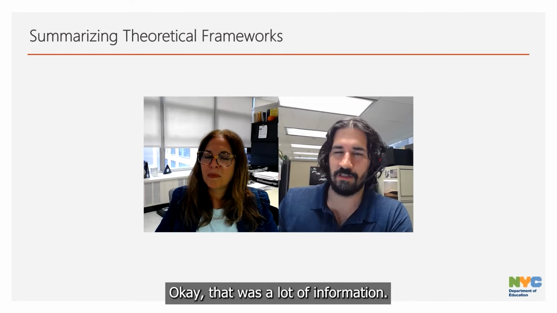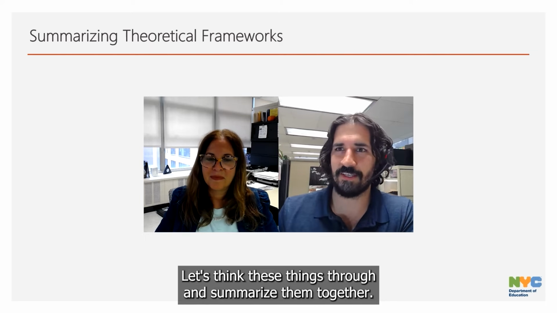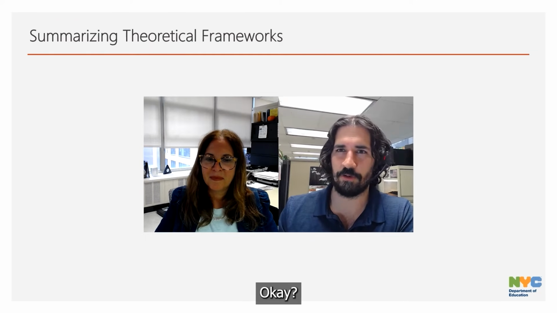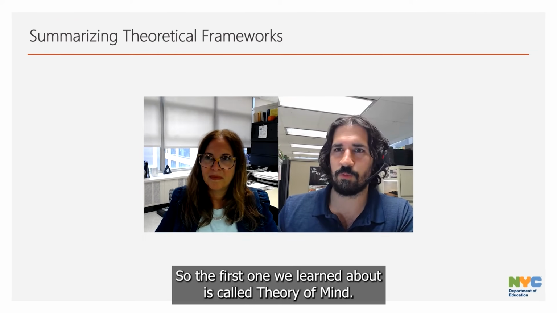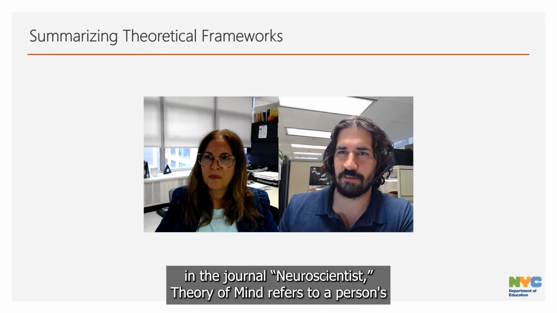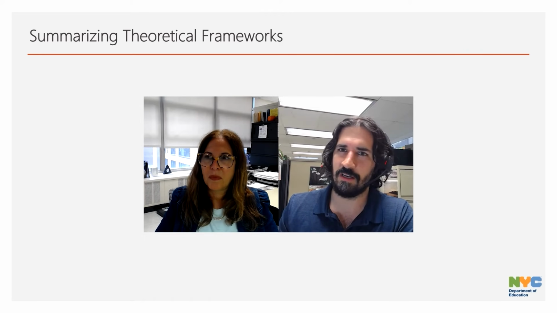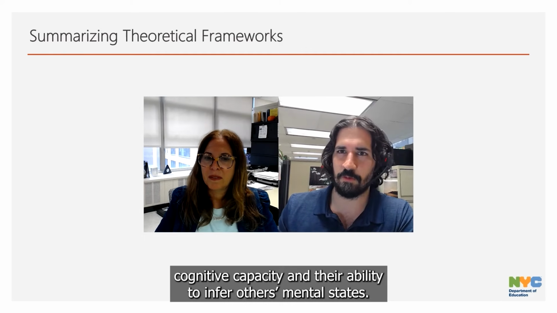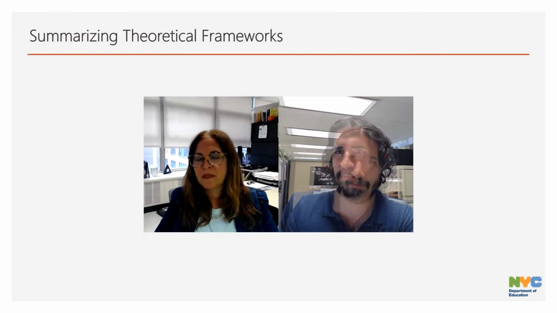Okay, that was a lot of information. Let's think these things through and summarize them together, okay? So the first one we learned about is called theory of mind. According to an article posted in the journal Neuroscientist, theory of mind refers to a person's cognitive capacity and their ability to infer others' mental states.